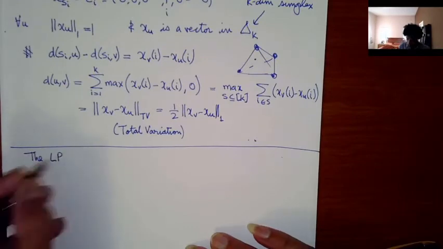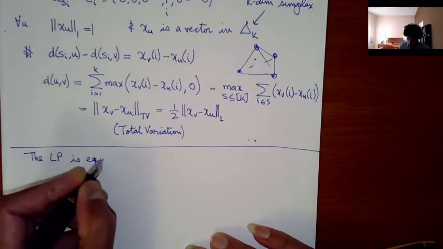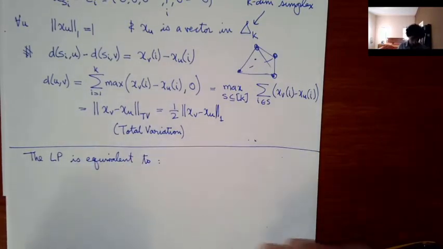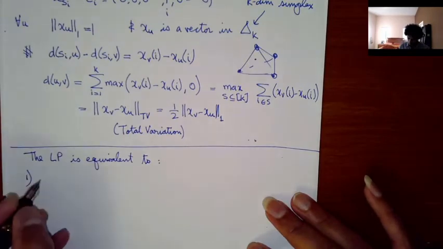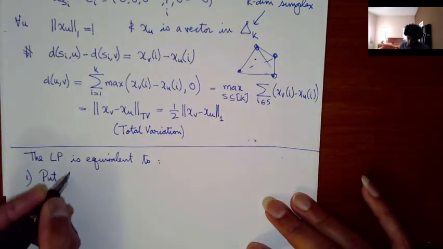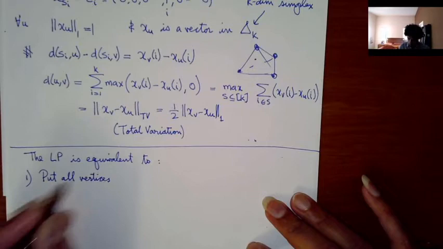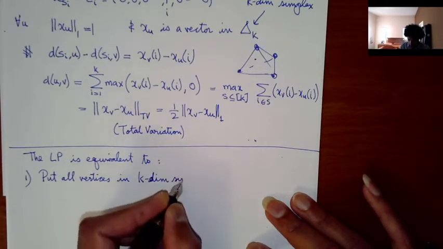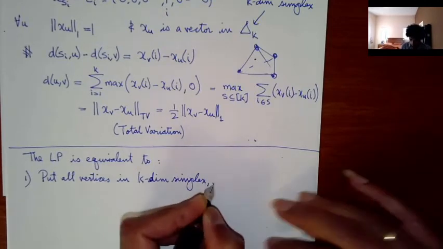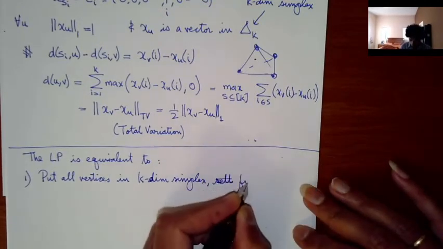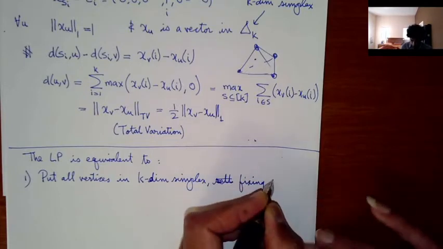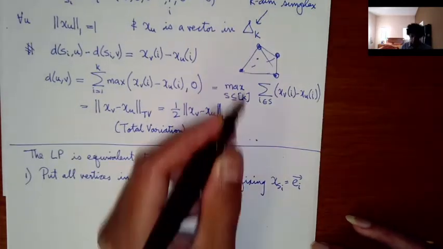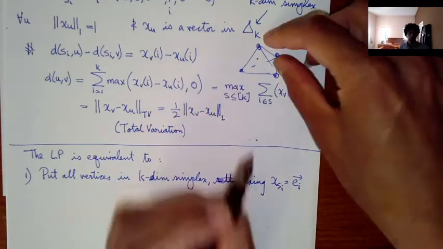The LP is equivalent to: put all vertices in the K-simplex, the K-dimensional simplex. Fixing X_{S_i} to be the unit vectors, right? So we basically put all the terminals as unit vectors.